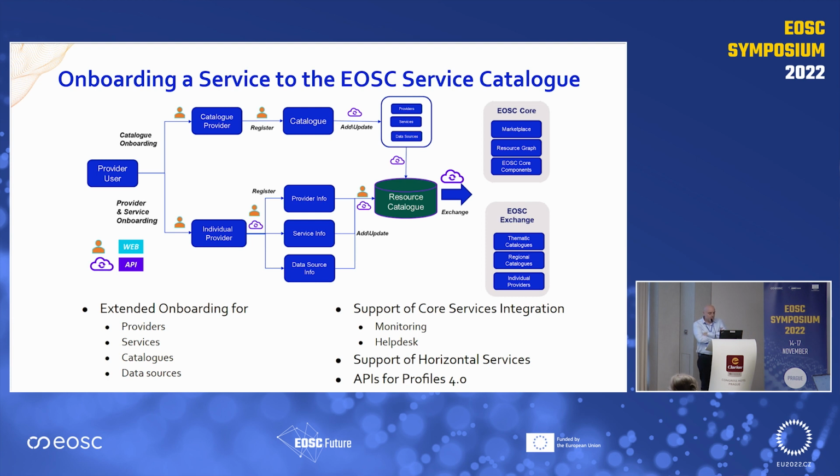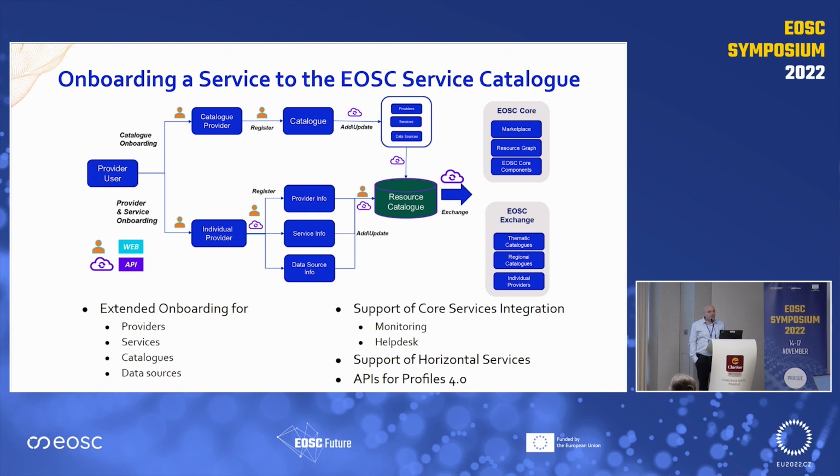An individual provider can register an organization, a service, or different types of services like a data source, and they manage all these resources coming from the same organization in the same catalog, in the resource catalog. A catalog owner actually registers a catalog which in turn can manage not only resources but also providers that are part of this community, of this catalog. They follow the path and they usually use the API to do this onboarding.